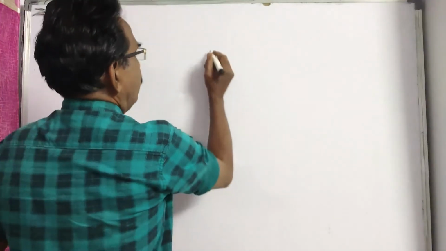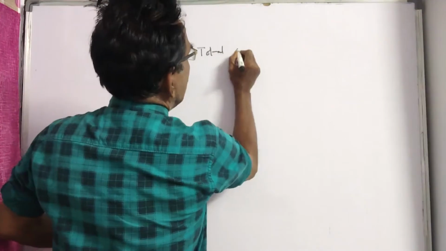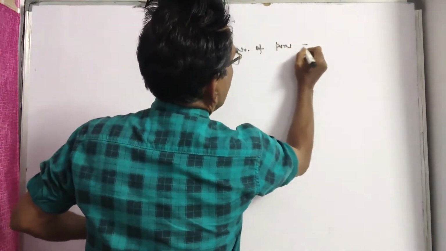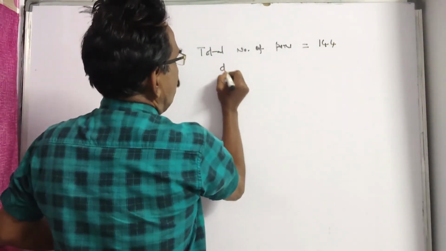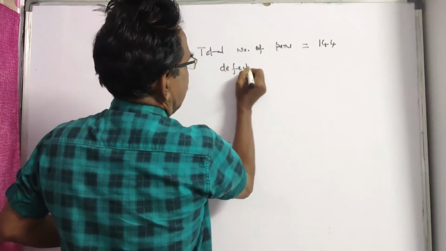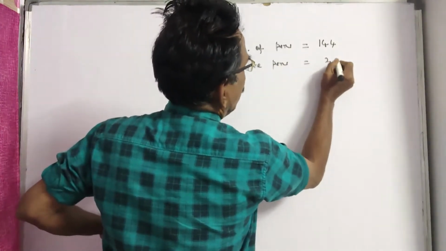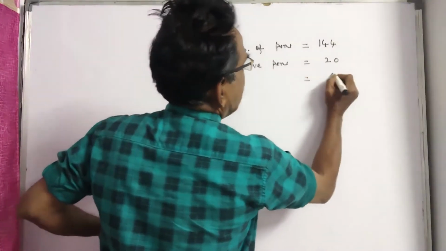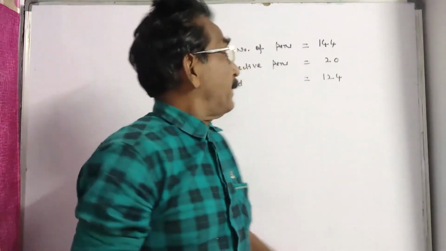Friends, the total number of pens in the lot is equal to 144. Out of which defective pens is equal to 20. Then non-defective pens, that is good pens, is equal to 144 minus 20. 124 pens are good pens.